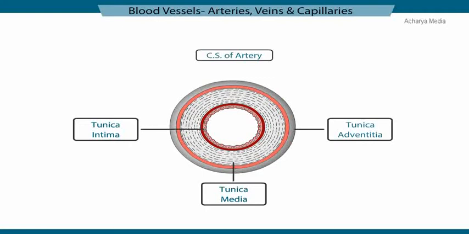Tunica media forms the bulky middle layer of the artery. It is made up of smooth muscle fiber. Tunica media is encircled by a thick layer of elastic connective tissue. Tunica adventitia is the thinnest and outermost part of the three layers. It has connective tissue with irregularly arranged elastic fibers. Lumen is a central channel in which the blood transportation takes place.